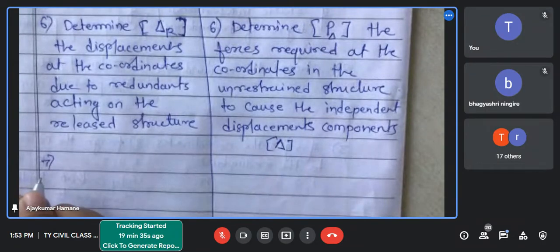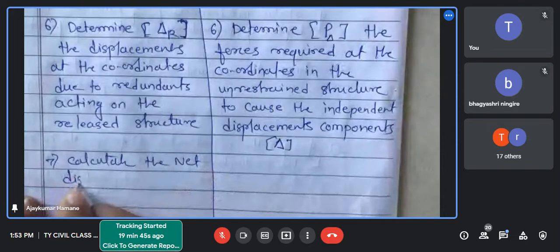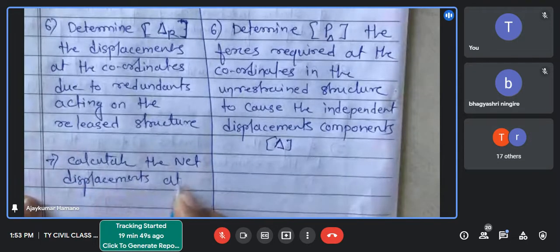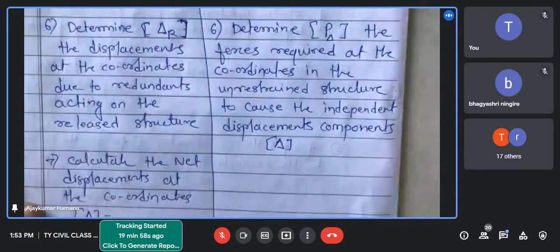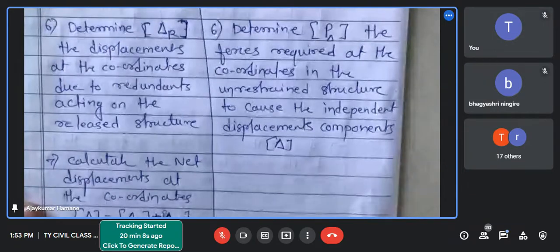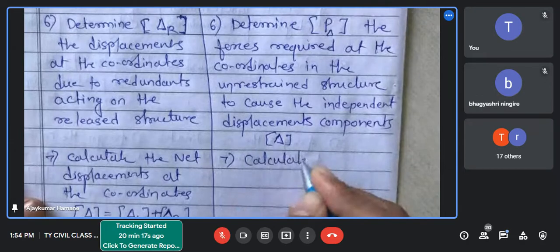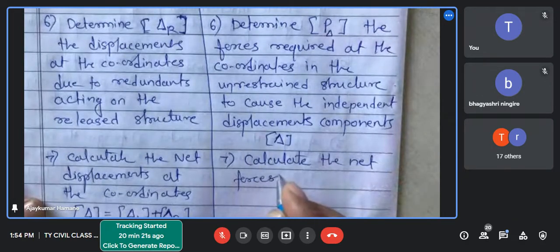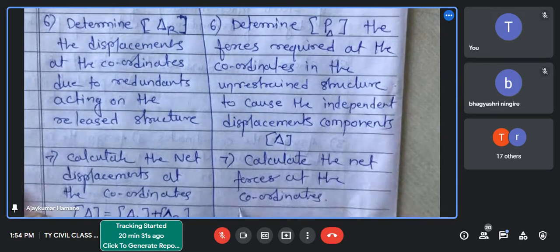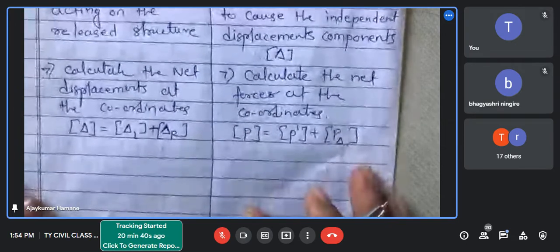Now the seventh one: calculate the net displacement at the coordinates, that is delta equals delta L plus delta R. And calculate the net forces at the coordinates, that is P equals P dash plus P delta.